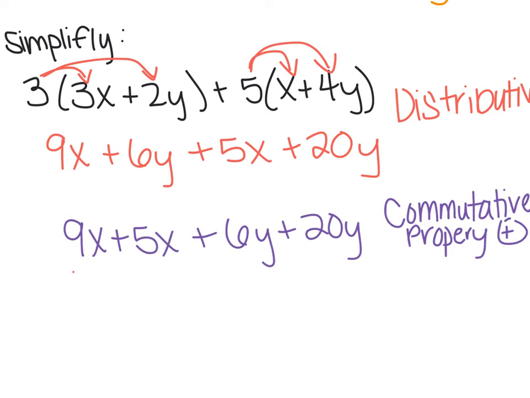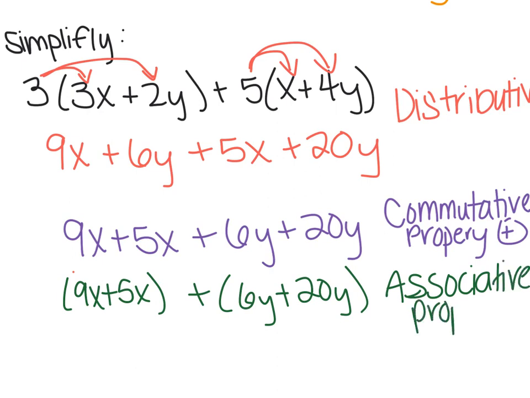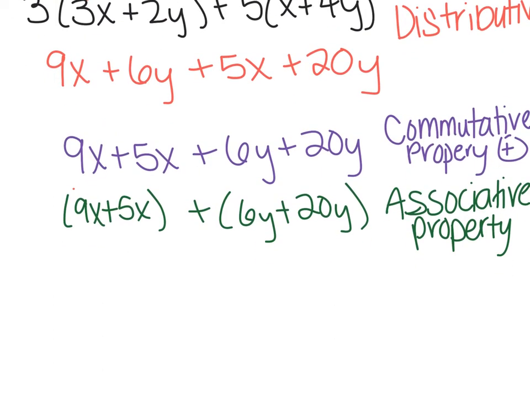Now on to our grouping. So I'm going to put the parentheses in. So 9x plus 5x I'll do first. Then I'll do 6y plus 20y before I put it all together. And remember, grouping, the parentheses, that's the associative property. And that gives us 9x plus 5x is 14x plus 26y.